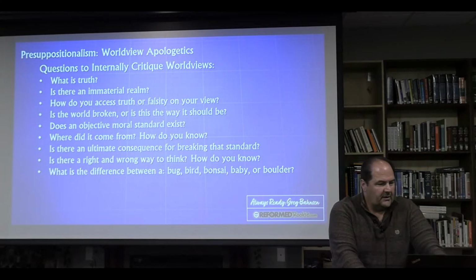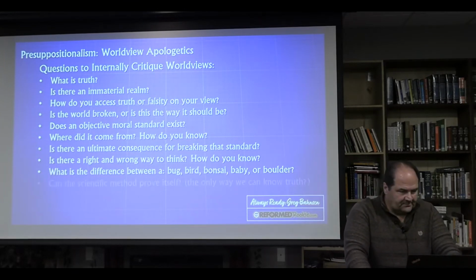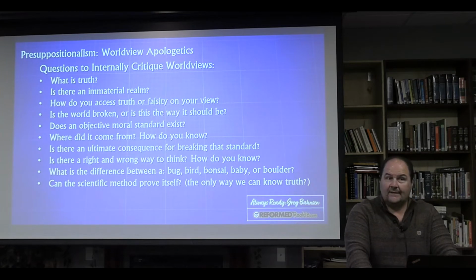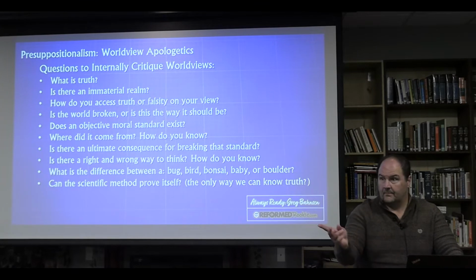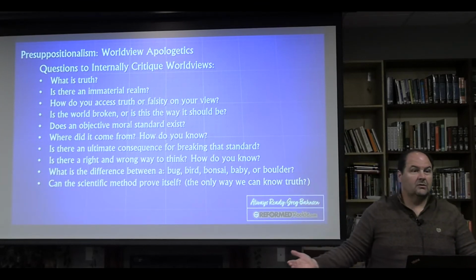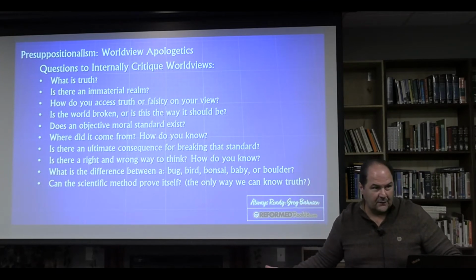Okay, so what's the difference between a bug, a bird, a bonsai, a baby, or a boulder? Can the scientific method prove itself? Is the scientific method the only way we can know truth? What do you think? How else can we know truth? Word of God? Sure, right? We have historical truth. That's not based on the scientific method.